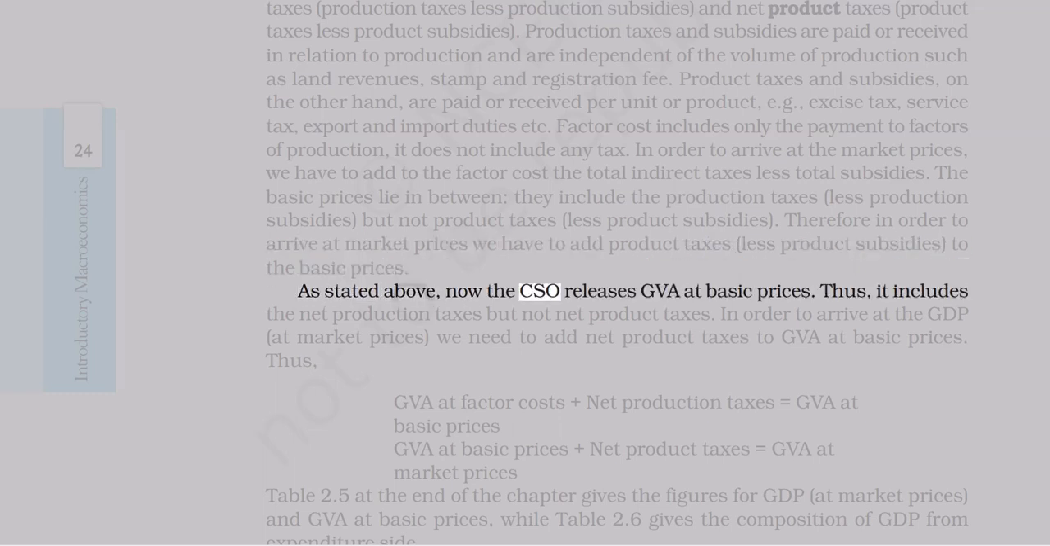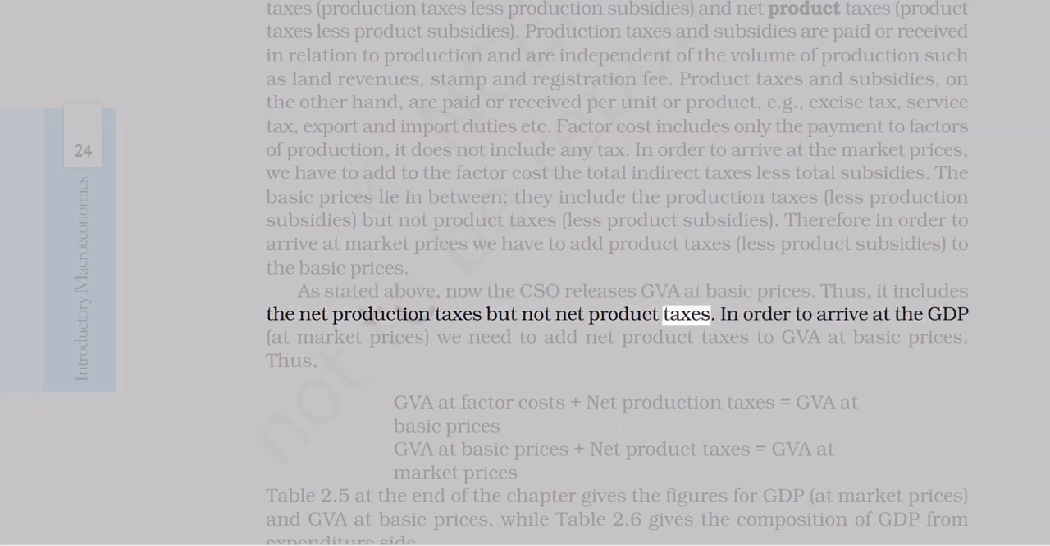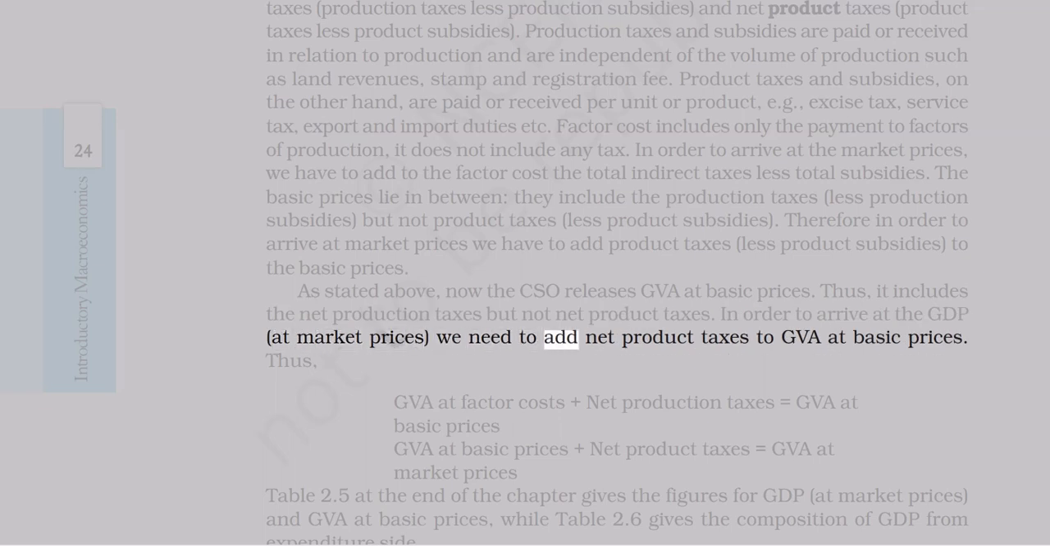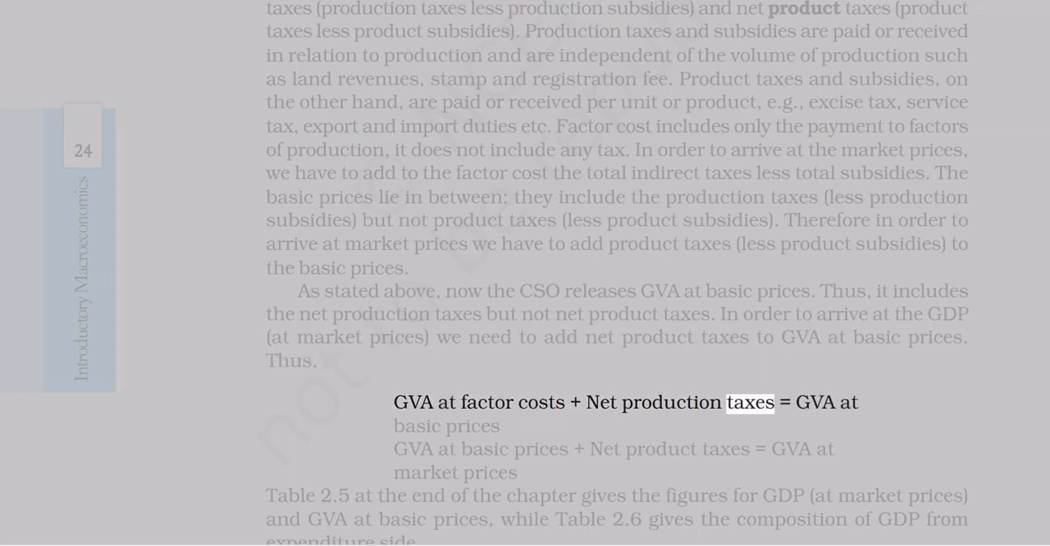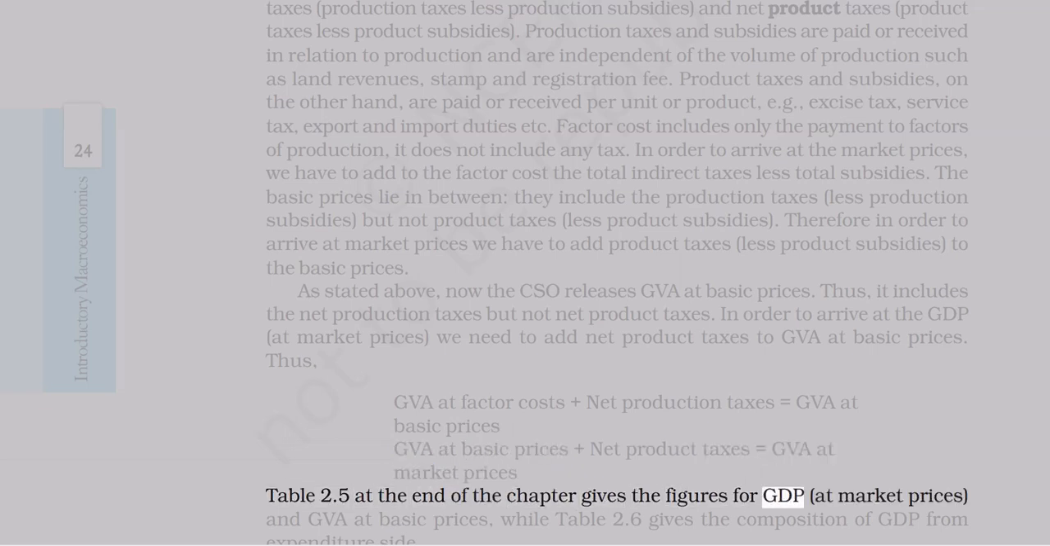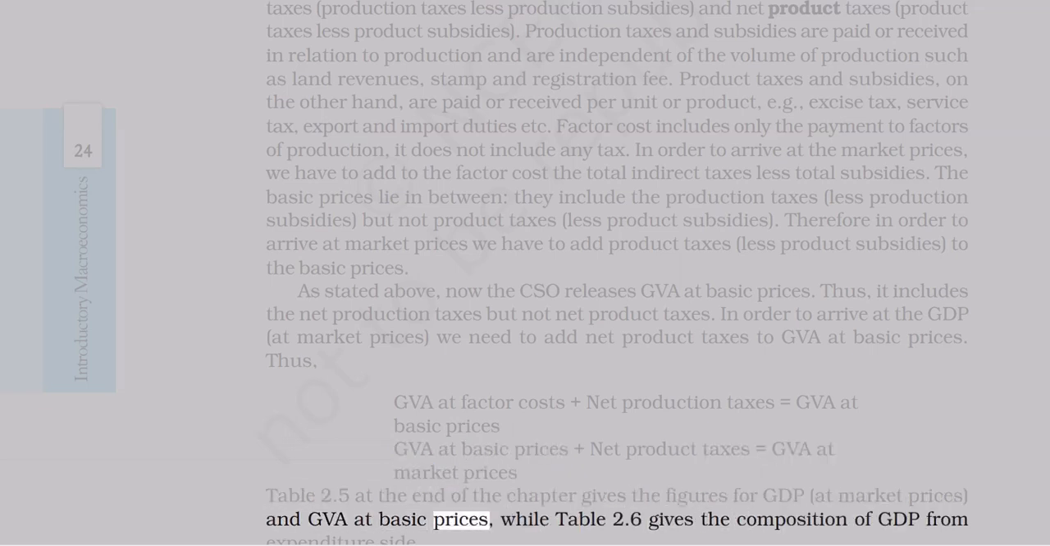As stated above, now the CSO releases GVA at basic prices. Thus, it includes the net production taxes, but not net product taxes. In order to arrive at the GDP at market prices, we need to add net product taxes to GVA at basic prices. Thus, GVA at factor cost plus net production taxes equals GVA at basic prices. GVA at basic prices plus net product taxes equals GVA at market prices. Table 2.5 at the end of the chapter gives the figures for GDP at market prices and GVA at basic prices, while Table 2.6 gives the composition of GDP from expenditure side.